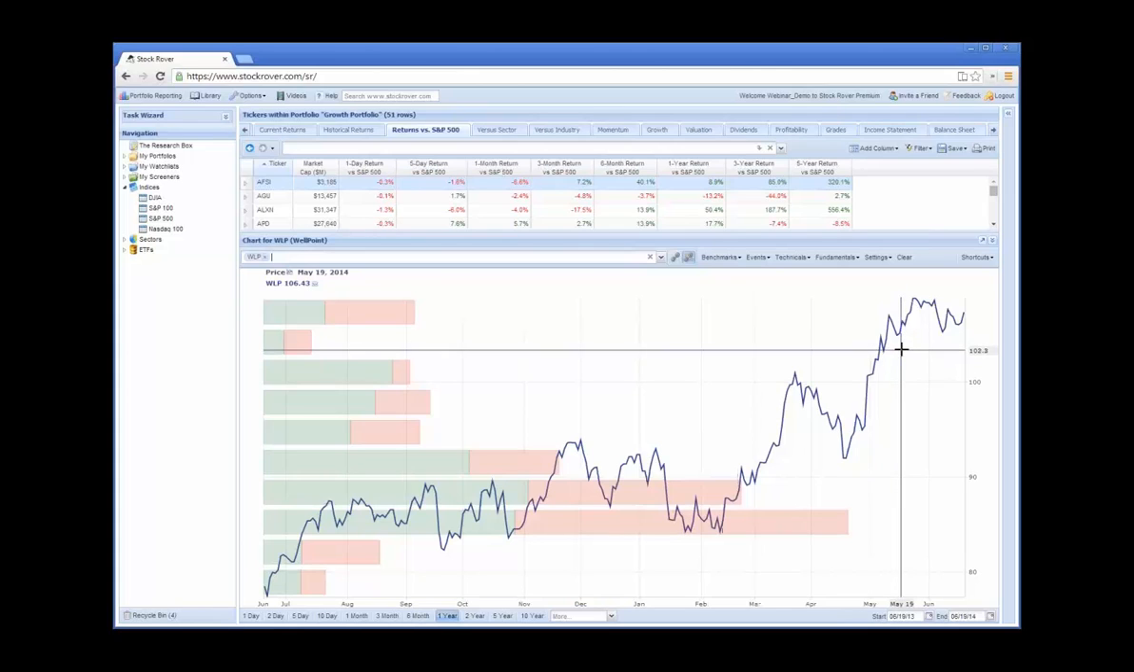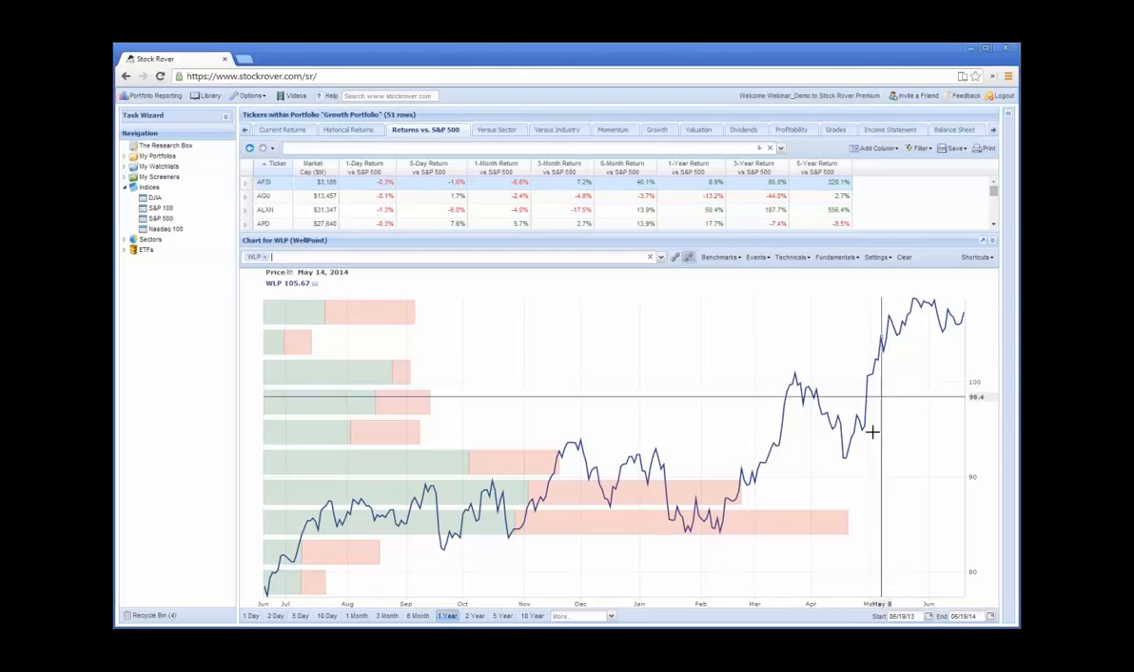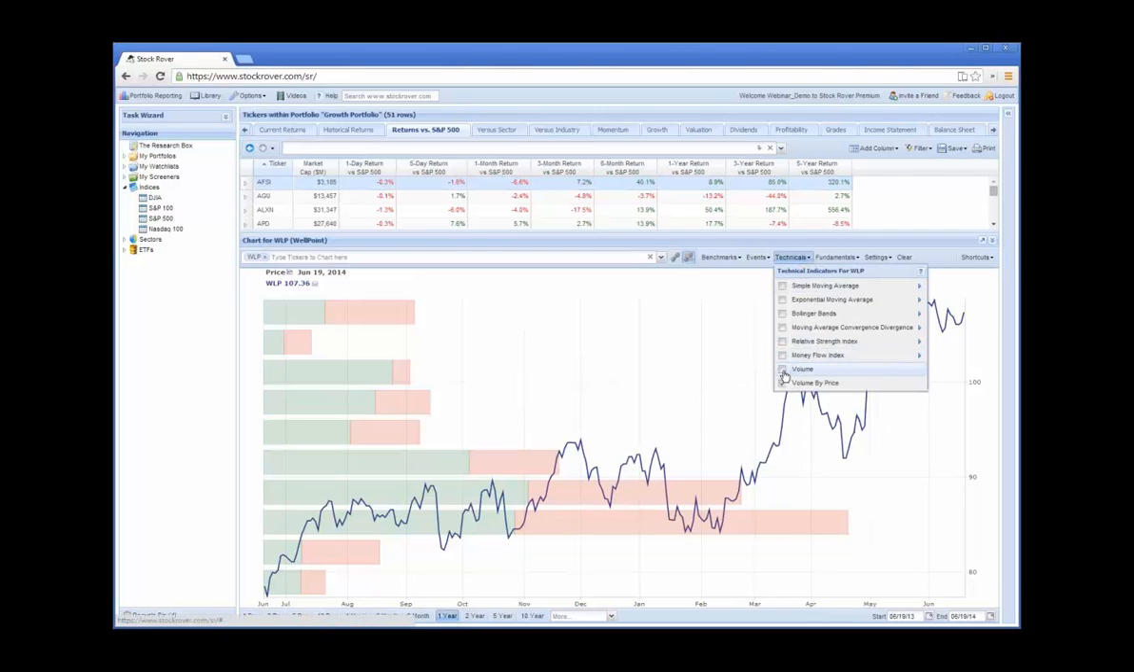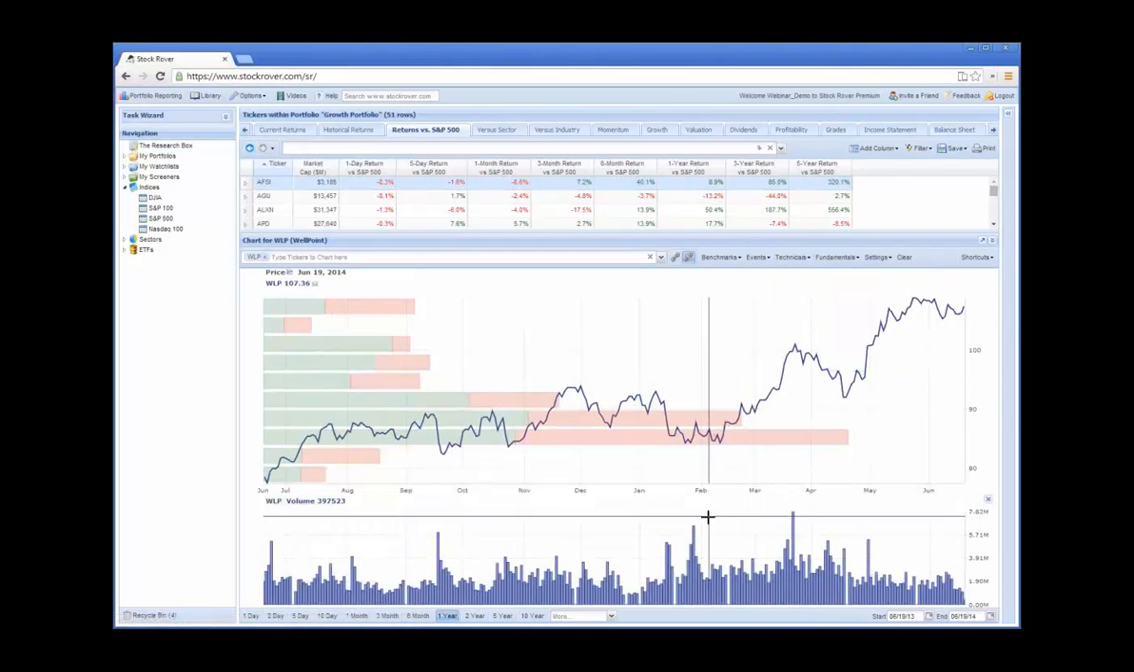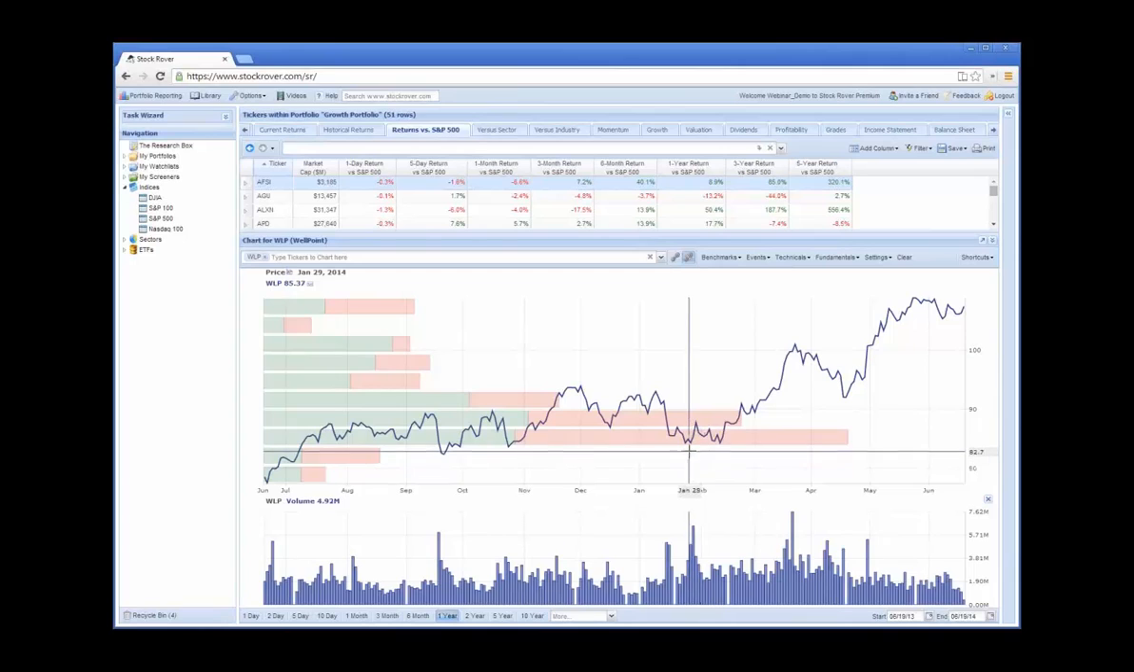One thing that you can do is look at several technicals together. So I can look at volume by price and say, well, this looks like it's pretty obviously a support, but what if I add in volume? Do that, and you can see there's definitely a big spike in volume around here.